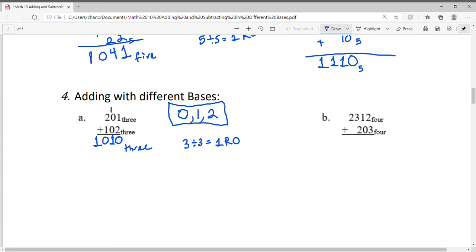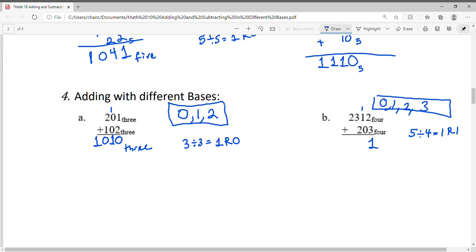For part B, we're looking at base 4. Let's look at the symbols for base 4. 0, 1, 2, 3, and that's it. There is no other symbols for base 4. We'll add 2 plus 3 together. 5 does not exist in base 4. So we'll take 5, divide it by 4. I get 1, remainder 1. So what that means is I have 1 here, and I'll carry that 4 over.